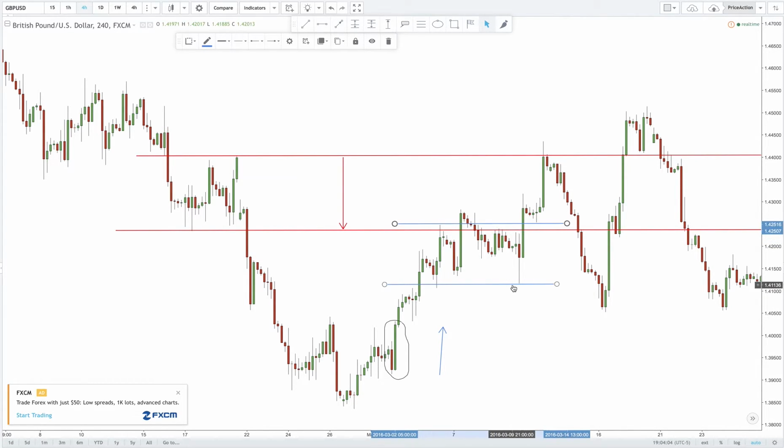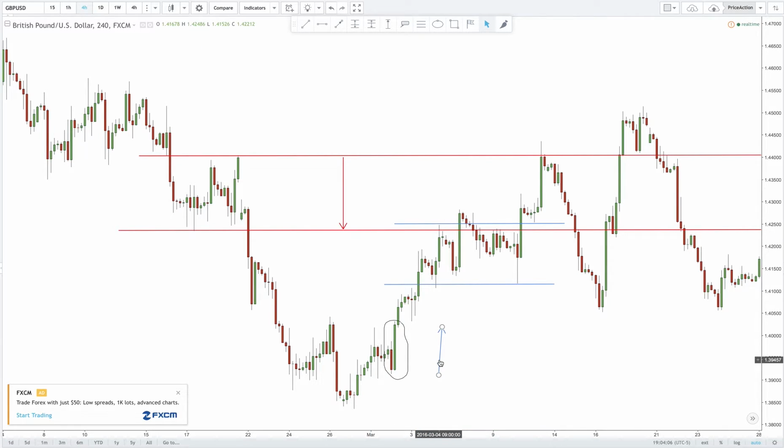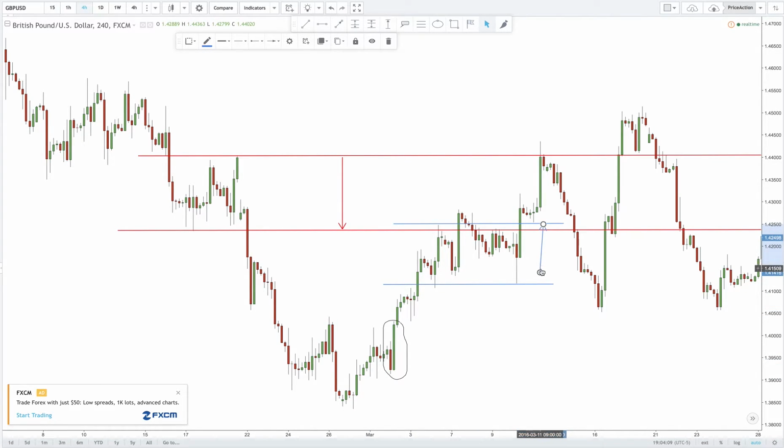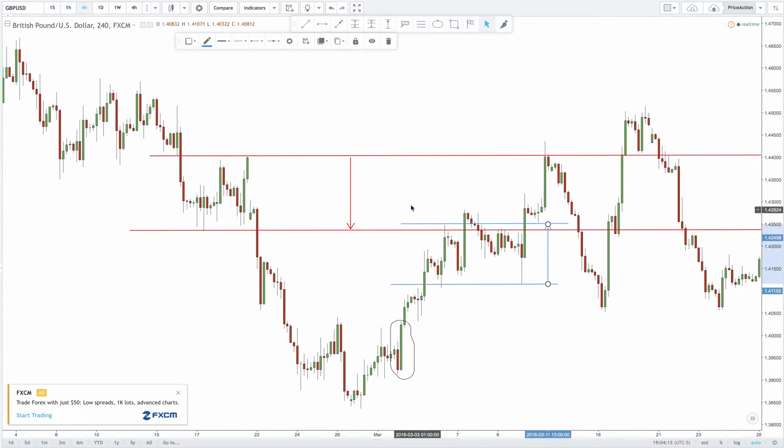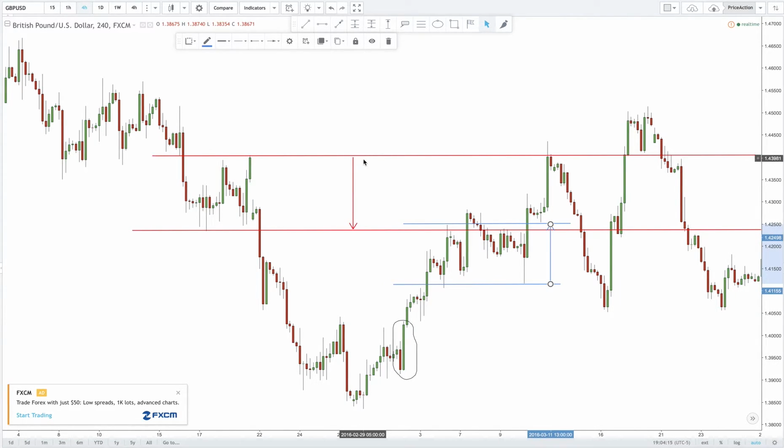Right here is the breach point. So we have buying happening on the 4-hour. But remember, what's happening on the daily level? We have a big line right here. Anything below this line is all selling.